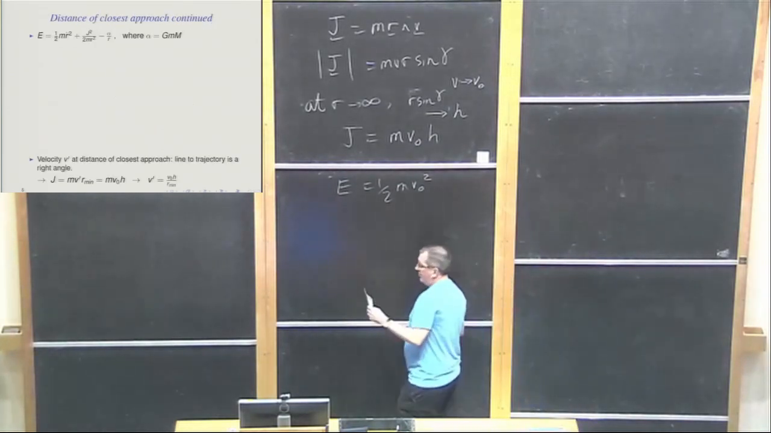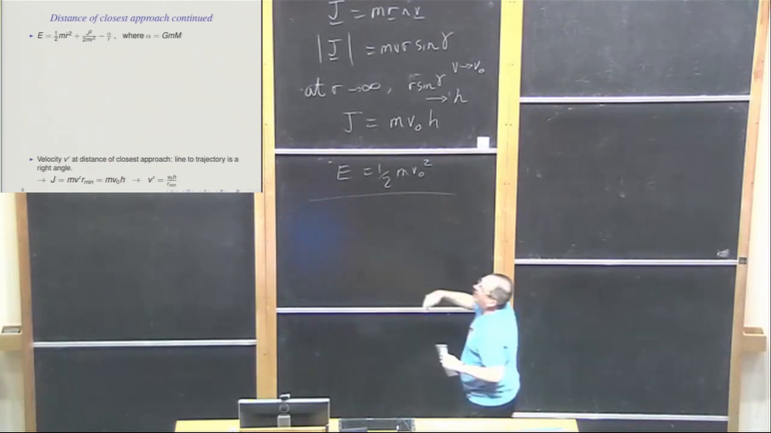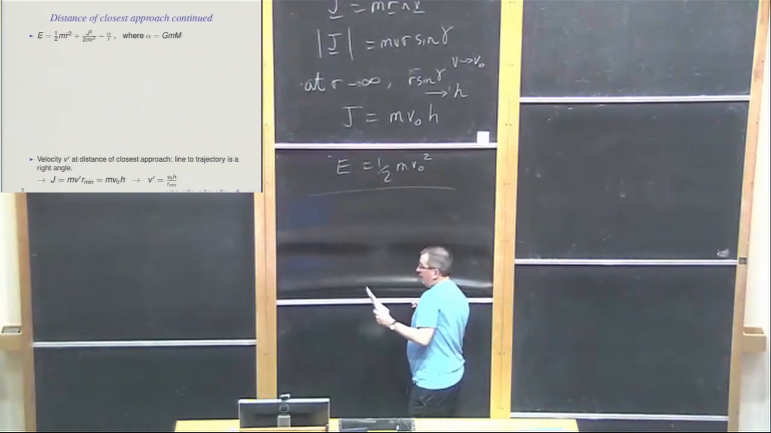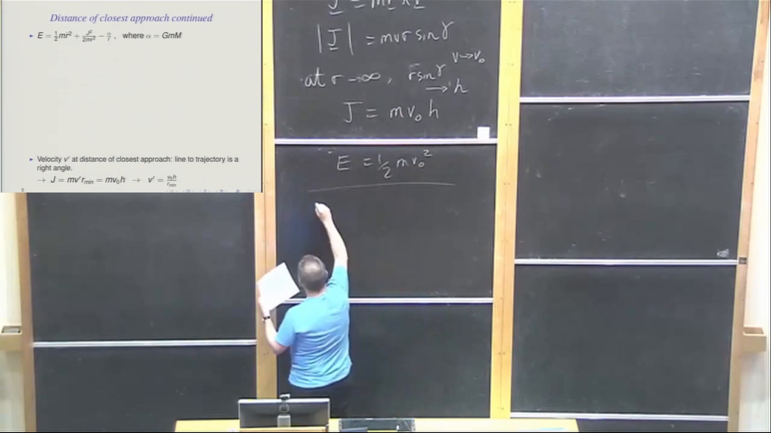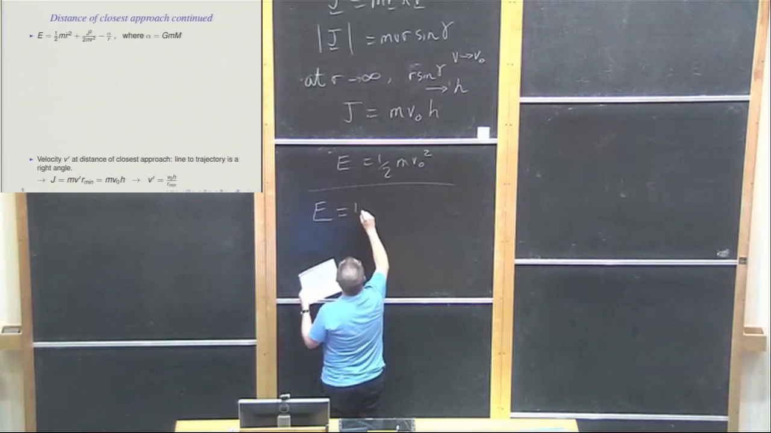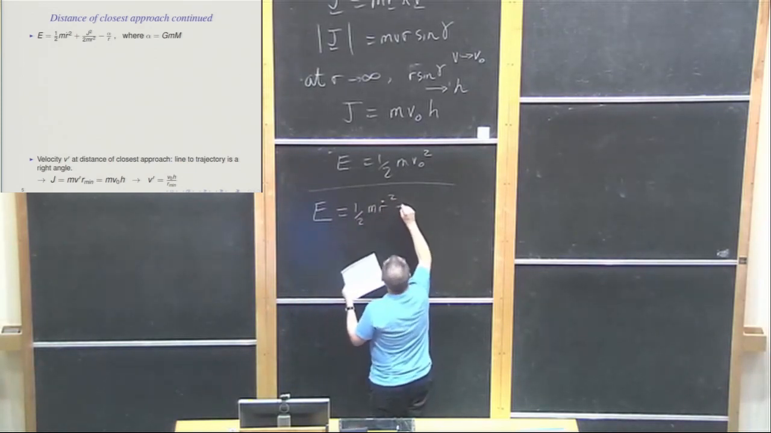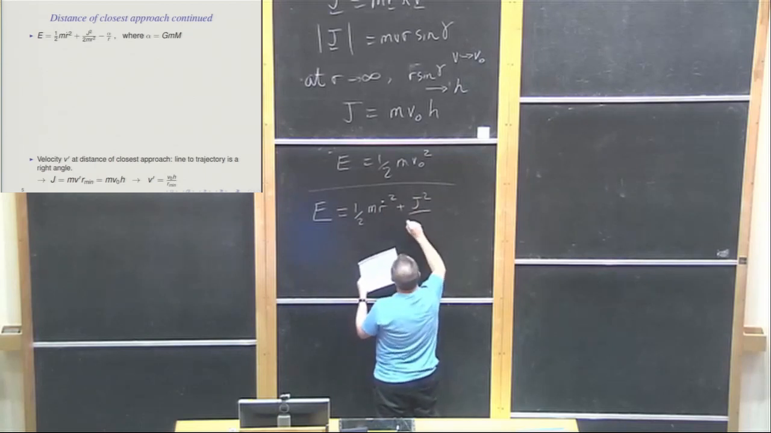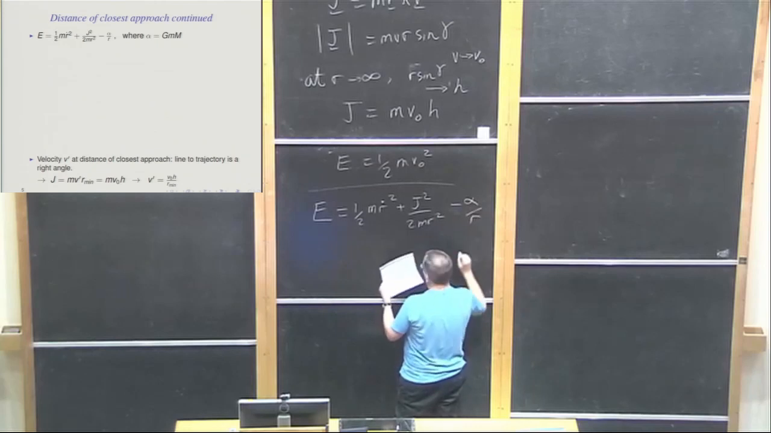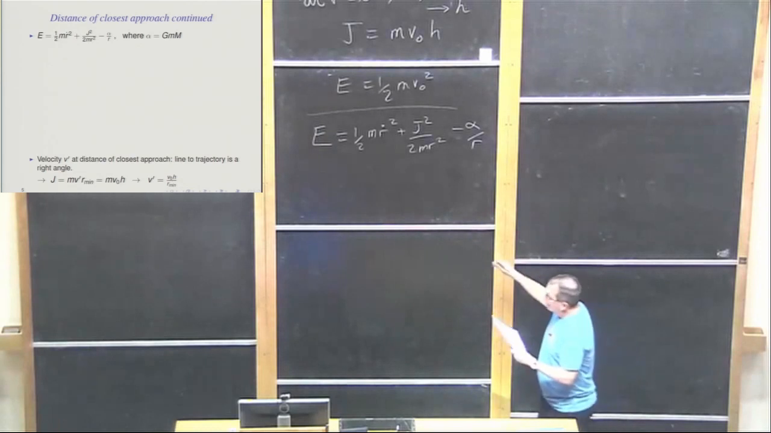Let's now just write down the distance of closest approach. I will go over this quickly because this is a complete rehash of what we have done for the elliptical orbits, but nonetheless, let's warm up by writing this. The total energy at any arbitrary point is given by a half m r dot squared plus j squared over 2m r squared minus alpha over r. Alpha is GMm as usual.